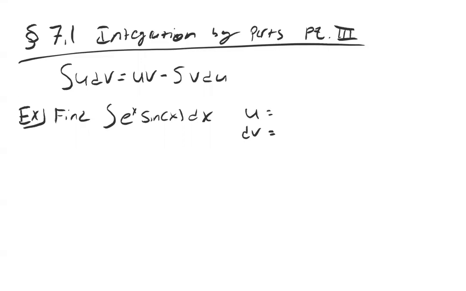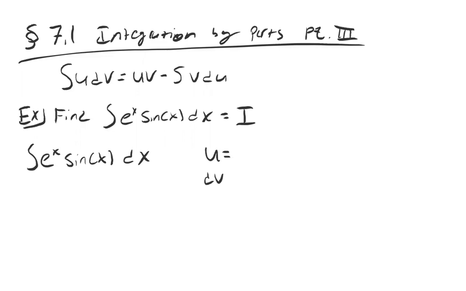Actually, let me take a step back. We'll get there in a second. First thing I'm going to do, in anticipation of what's going to happen, is call this integral I. I'm going to say this integral is equal to the letter I. So let's go through and do this. We have the integral e to the x sine of x dx. I'm going to try integration by parts and pick my u and my dv off to the side.